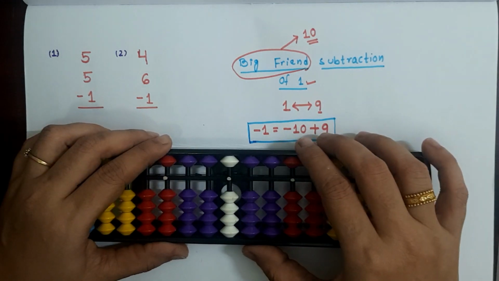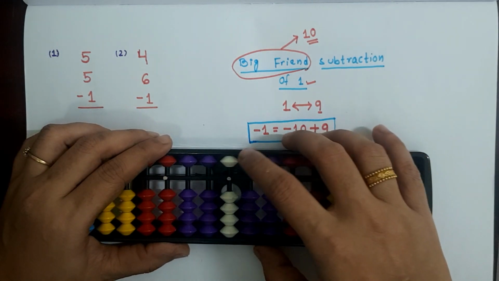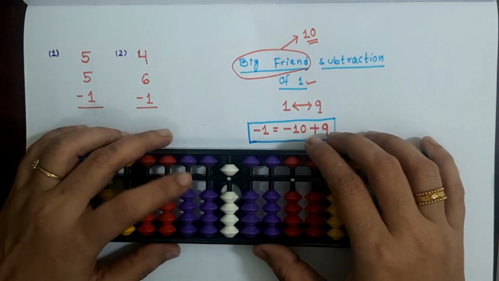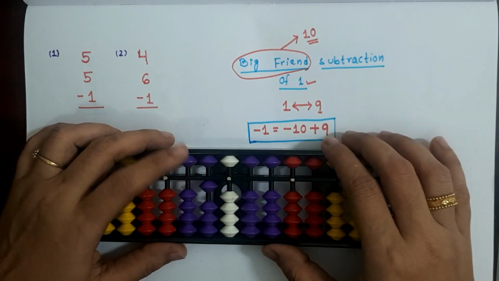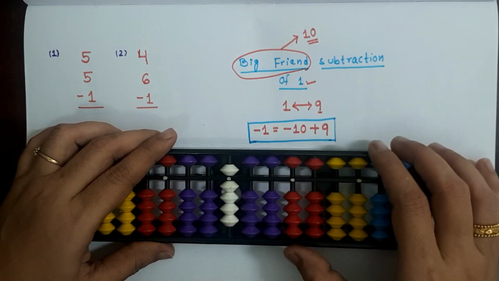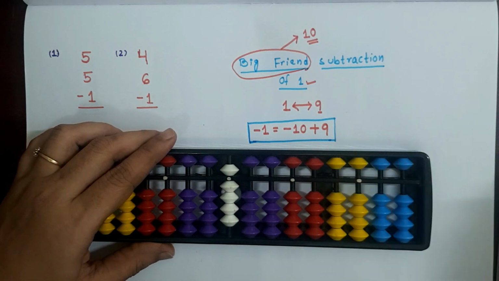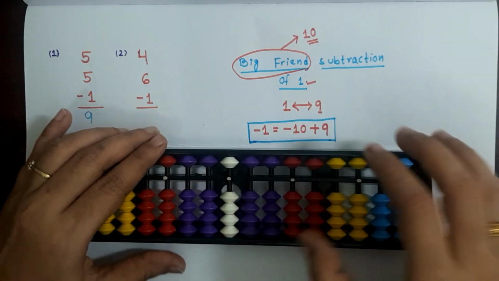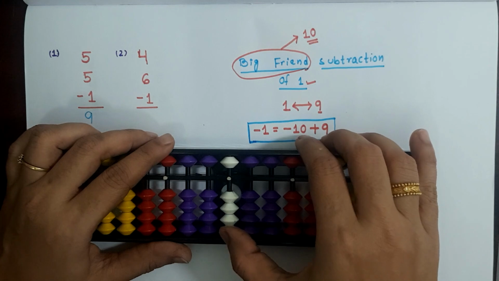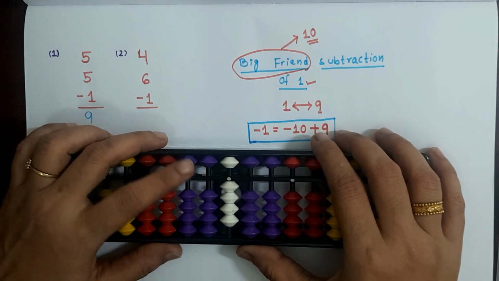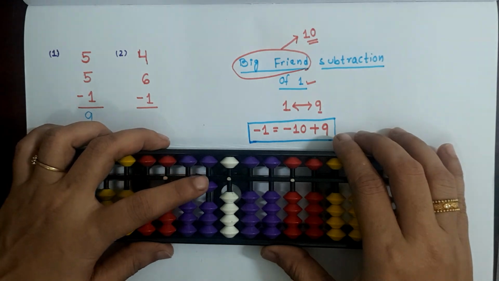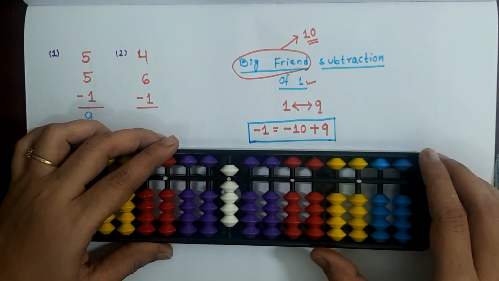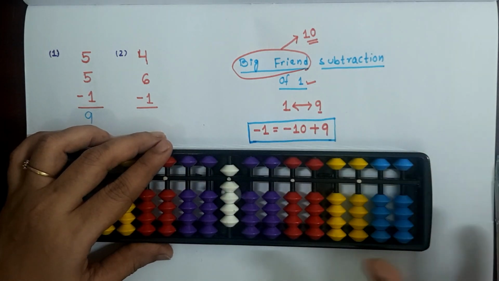So, the first sum is 5 plus 5 minus 1. 5 plus 5 is plus 10 minus 5. Minus 1 is minus 10 plus 9. So, the answer here is 9. Let us solve the second sum, which is 4 plus 6 is plus 10 minus 4. Minus 1 is minus 10 plus 9. So, the answer here is also 9.